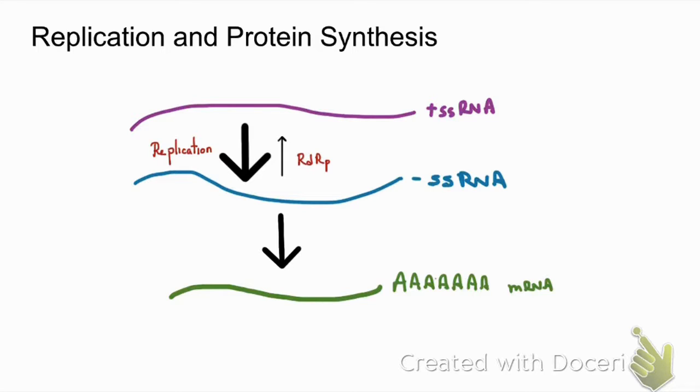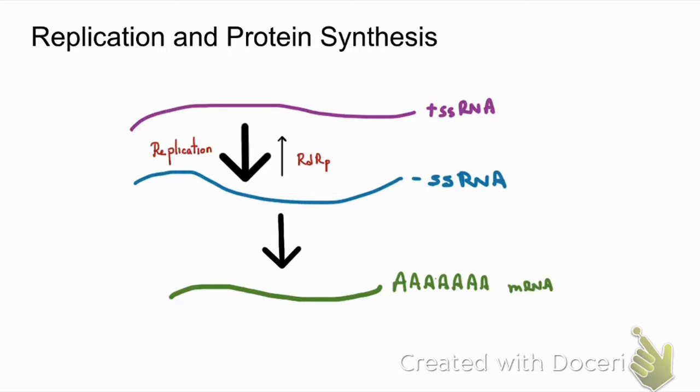One of them is a poly-A tail, which I'm showing here at the end of this mRNA sequence. This would inherently be encoded for by the negative single-stranded RNA. The other thing that all eukaryotic mRNAs have is a 5' methylated cap.